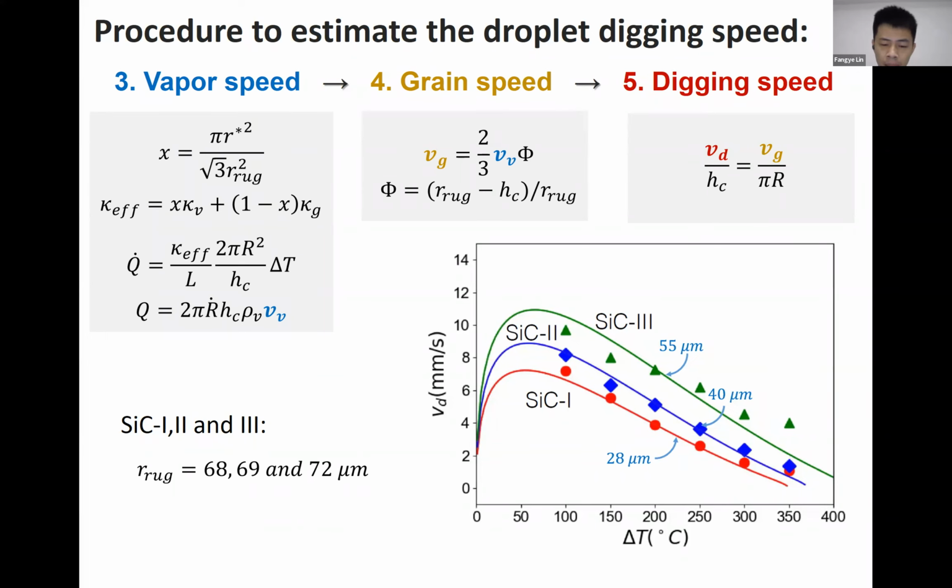By applying this procedure, we have only one parameter, R, which accounts for the roughness of the granular bed. The curves on the figures are obtained by applying the procedure for roughness radii of 68, 69, and 72 micrometers for the grain sizes 28, 40, and 55 micrometers respectively.